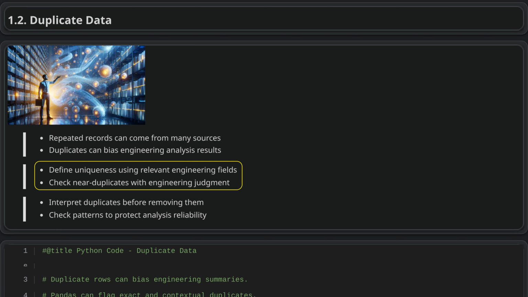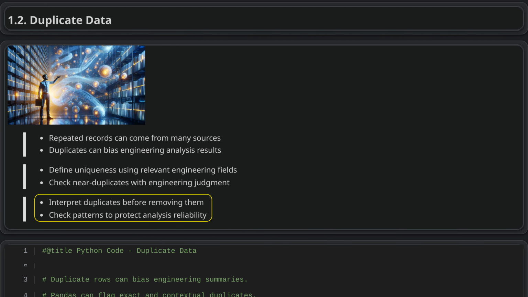To find duplicates in engineering data, first define what makes each record unique, such as a serial number or a combination of equipment ID, timestamp, and sensor channel. The same values may signal a duplicate, but some matching fields can still be valid depending on how the data was collected. Also check for near duplicates caused by differences in formatting or capitalization. Good duplicate detection combines data analysis with engineering knowledge of the system.